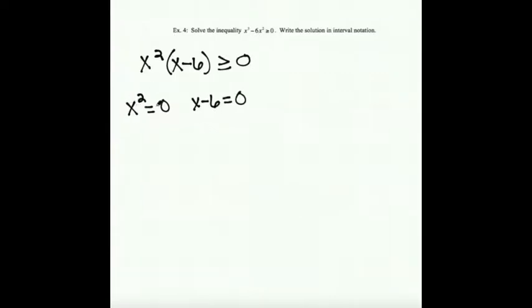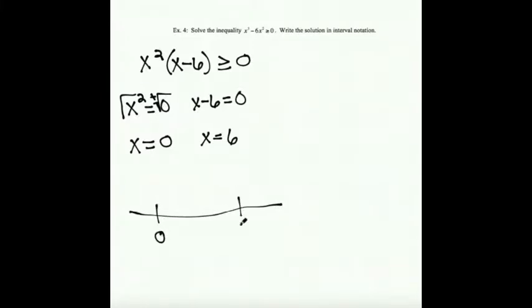To solve for x, I take the square root of both sides. Remember plus or minus, but positive and negative 0 are the same thing. So that's going to give me x equals 0 and x equals 6. I'm going to take those values and put them on my number line and pick test points. Actually, let me box these first. I'm going to pick -1, +1, and 7.